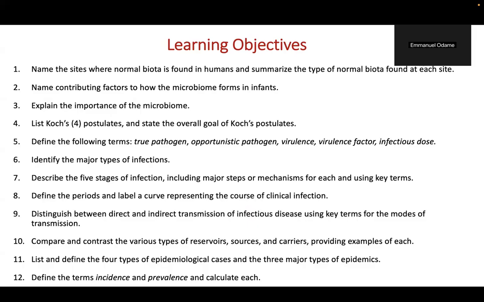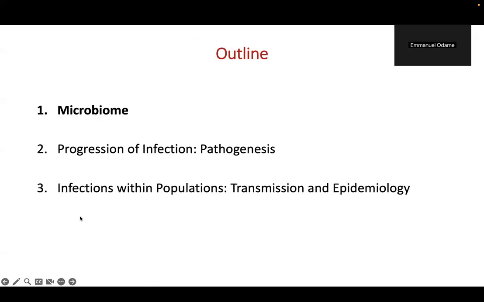We will then list and define the 4 types of epidemiology cases and the 3 major types of epidemics, and then we will define the terms incidence and prevalence and calculate each. So this will be the outline for today. First, we talk about the microbiome, and we will also talk about the progression of infection, specifically pathogenesis, and thirdly we talk about infections within populations as it has to do with transmission and epidemiology.